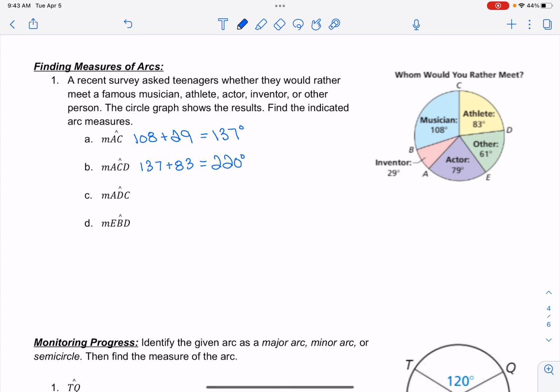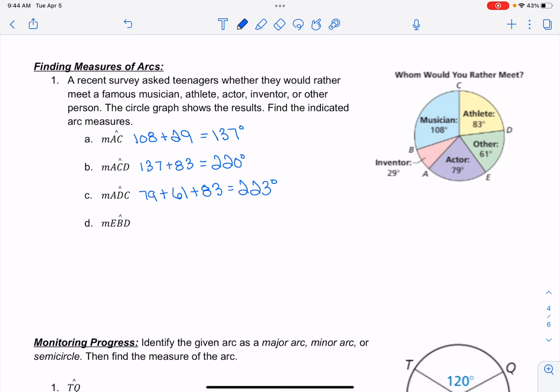So now a little bit of a flip. We go A to D to C. So this one is a little bit different. So A to E was 79, E to D was 61, and D to C was 83. So we just add all those pieces together, and we get 223. You also could have, since we know the arc measure of AC, done 360 minus the arc of AC to get that remaining piece. Both ways would still get you the same answer.